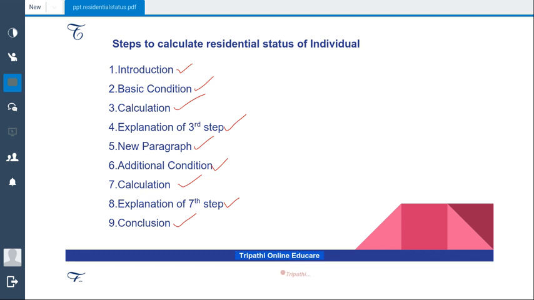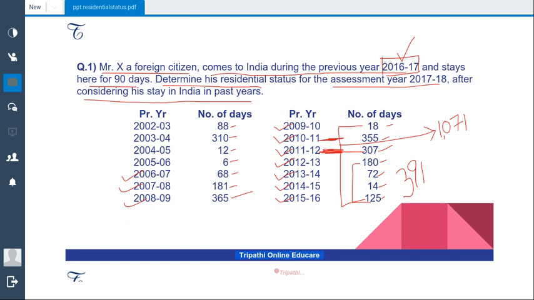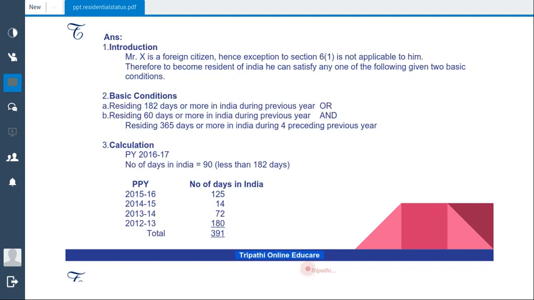Right? So let us start solving this problem. Okay. So the first step is introduction. How you're going to introduce? Mr. X is a foreign citizen. Hence, exception to section 6 subsection 1 is not applicable to him.